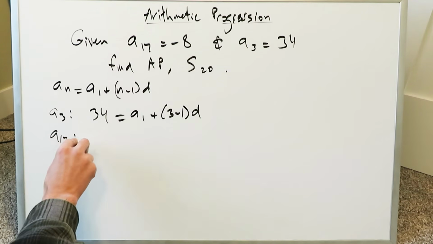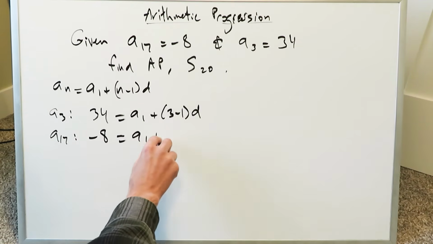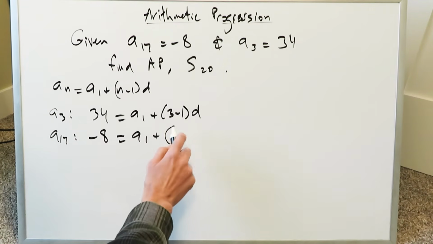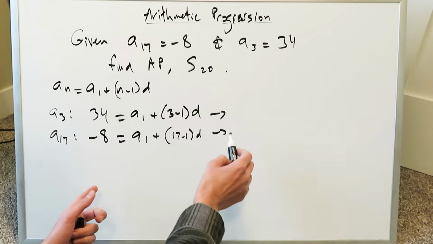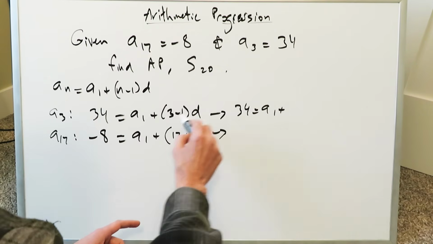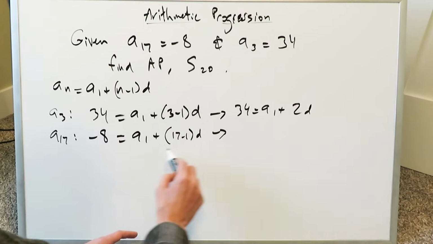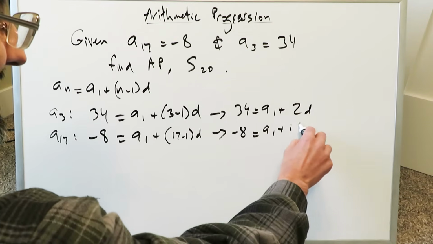With regards to the 17th value which you provided, you have actual value minus 8 is equal to a1 plus, you have a 17 over here, 17 minus 1 times d. Convert these into simplified expressions. You have 34 is equal to a1 plus 2d. Here you have a17 equals minus 8 is equal to a1 plus 16d.